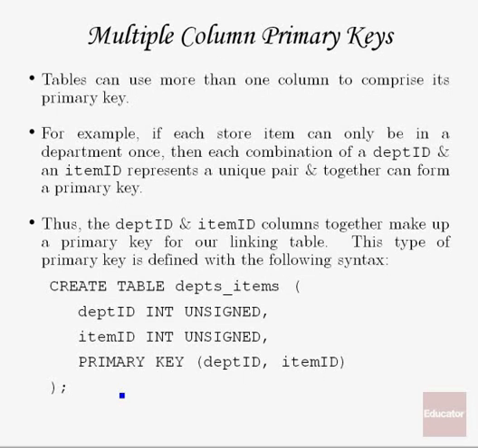Well, if we know that each store item can only be in a department once, which would make sense, then what that's going to say is that in our departments_items table, each department ID can only be matched up with an item ID one time. So each of those pairs is unique.